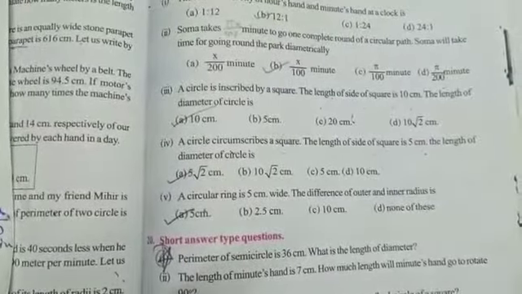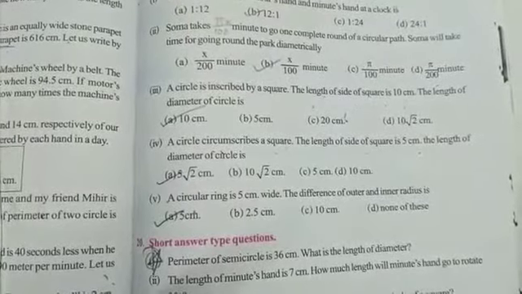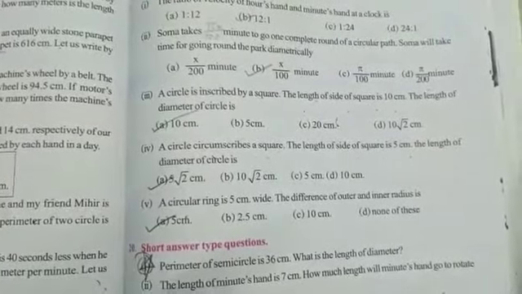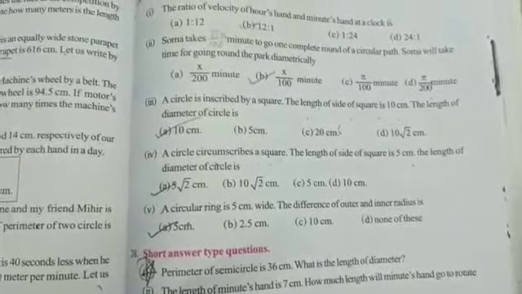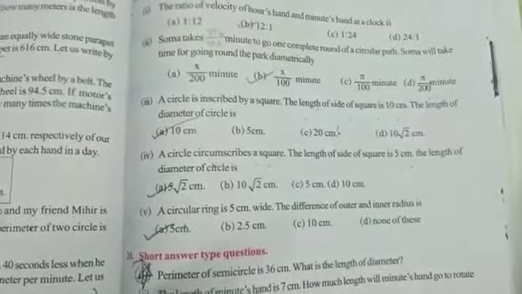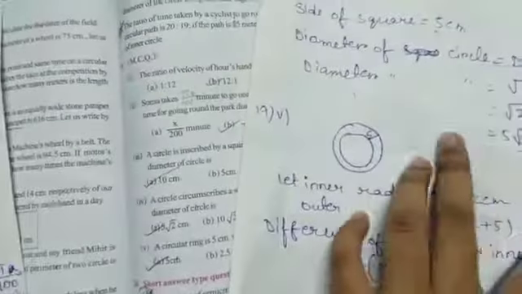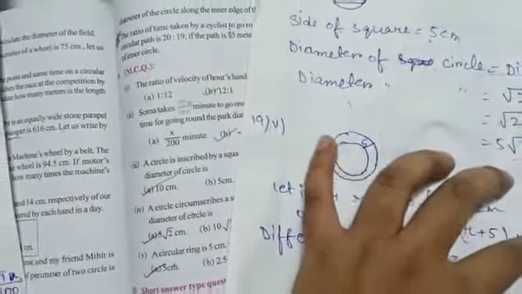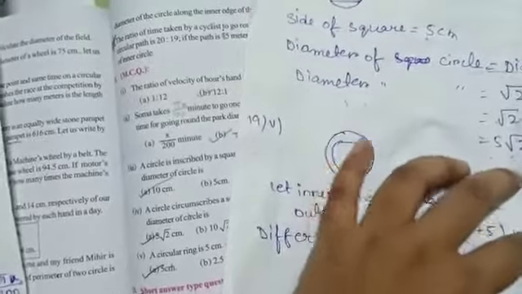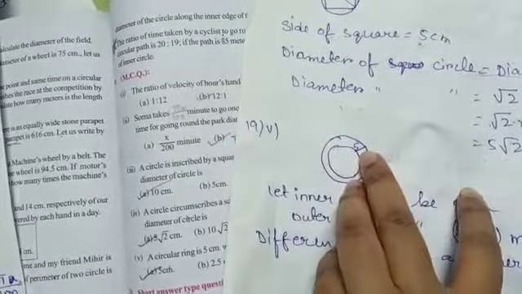Now question number 5. A circular ring is 5 centimeter wide. The difference of outer and inner radius is what? Wide means width. Width is given as 5 centimeter, and they are asking the difference of outer radius and inner radius. So how will you do it? This is the diagram for the outer and inner circle. This one is the inner circle and this one is the outer circle, and the width is given as 5 centimeter.